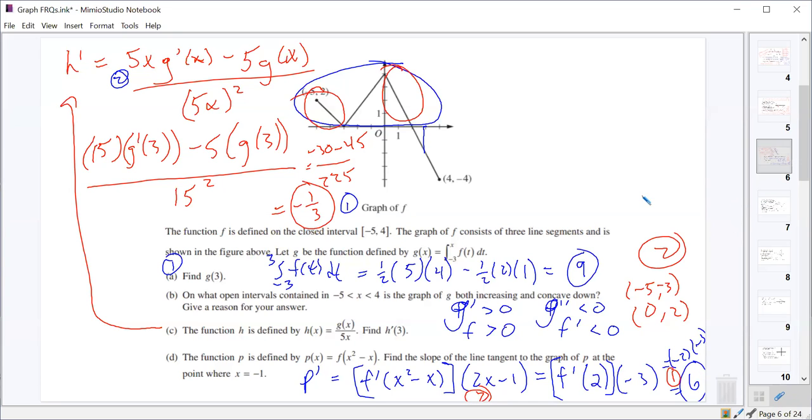Okay. How do we feel about these area problems? Or these graph with area underneath and all this other stuff? We're feeling okay about them?